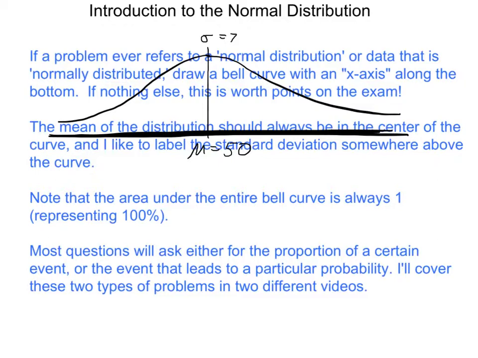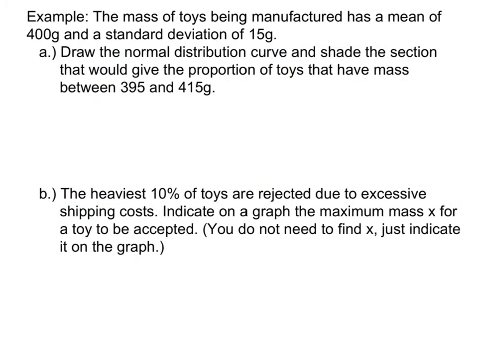The 2 examples that I have here are really just about how to draw these curves and how to identify what you're looking for in the problems. So let's get to those examples. Here's the first one. The mass of toys being manufactured on a manufacturing line has a mean of 400 grams and a standard deviation of 15 grams. As soon as you see that, you draw your bell curve.